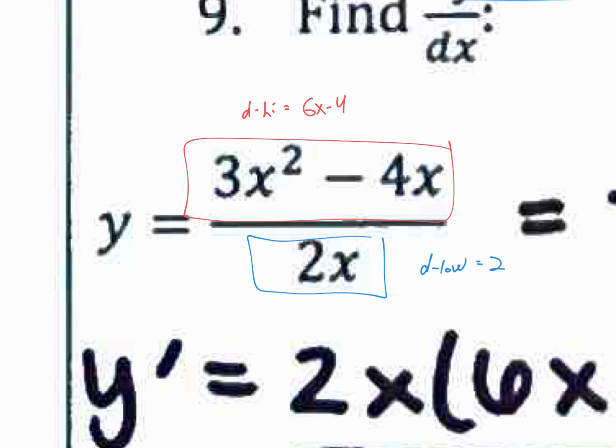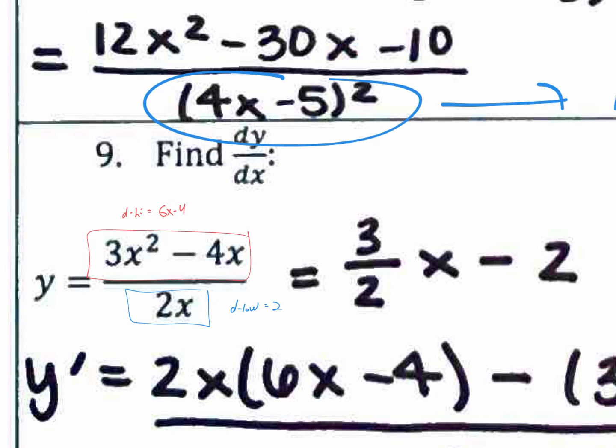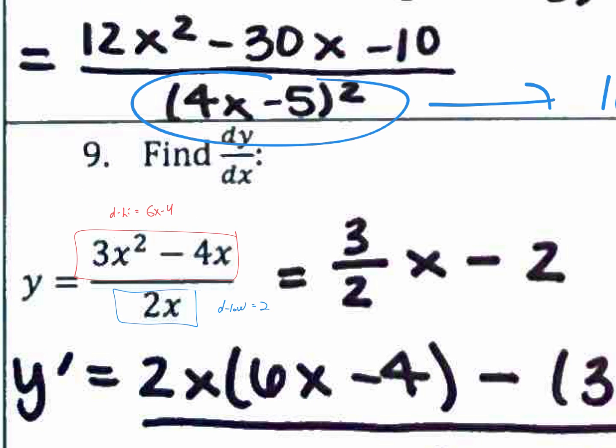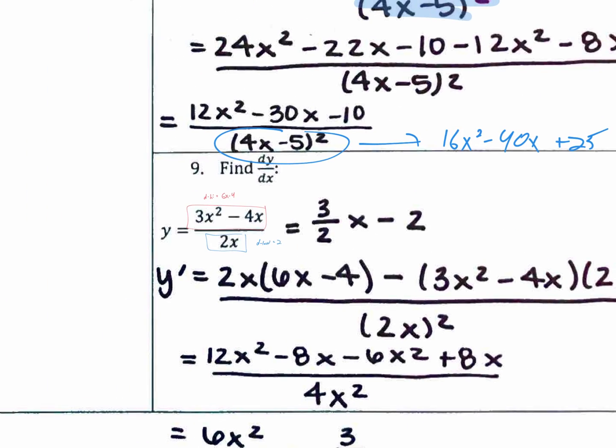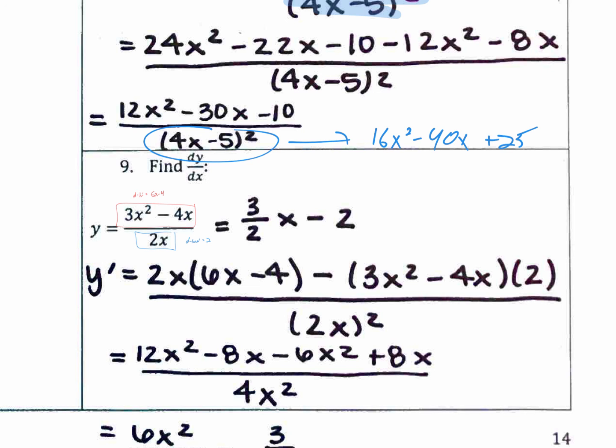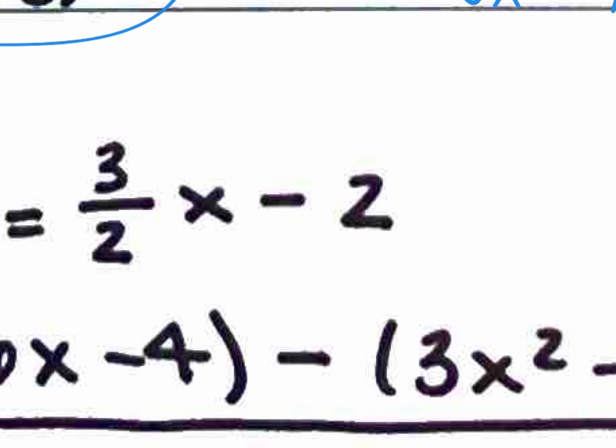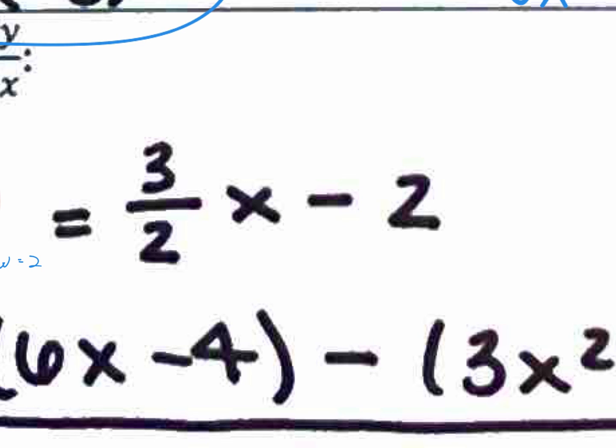So I'm noticing everything's got an x term, right? So maybe I can simplify things. If I split this apart into 3x squared over 2x, one of those x's cancels out, so I just have 3x over 2, or 3 halves x. And then over here, I've got negative 4x over 2x. Those x's could knock each other out, and I'm just left with negative 2. That's going to be a lot easier to take the derivative of, wouldn't it? If I just take the derivative of a linear function, the derivative is just going to be 3 halves. So y prime is just going to be 3 over 2.